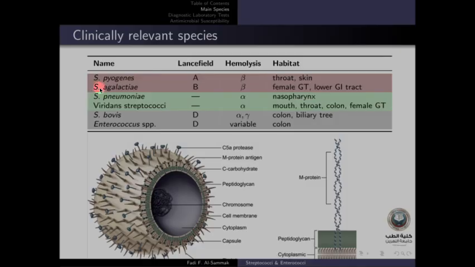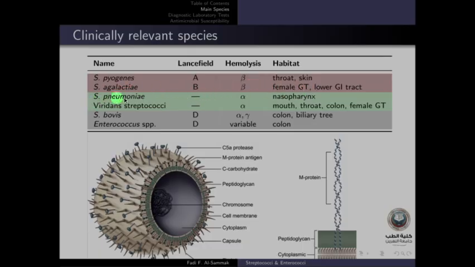Now, Streptococcus agalactiae is responsible for neonatal sepsis and neonatal meningitis. It is present in the female genital tract and lower GI tract. So the habitat is different, therefore you can tell this microorganism from the specimen from which this organism is collected.